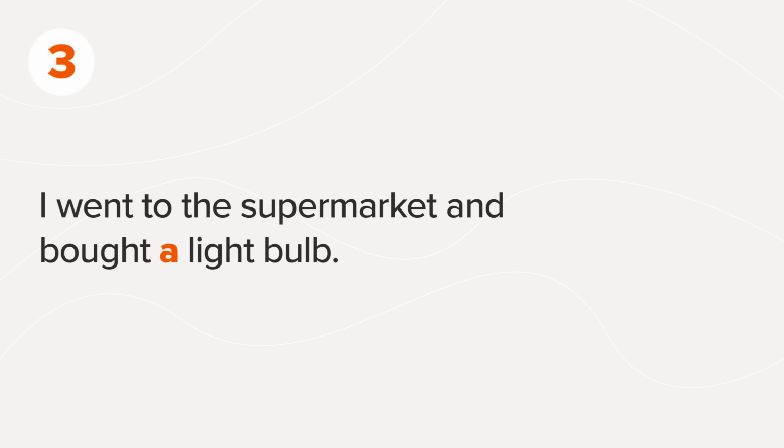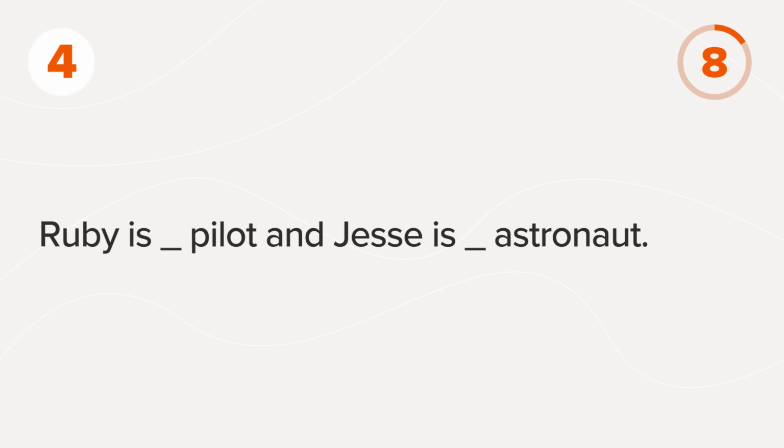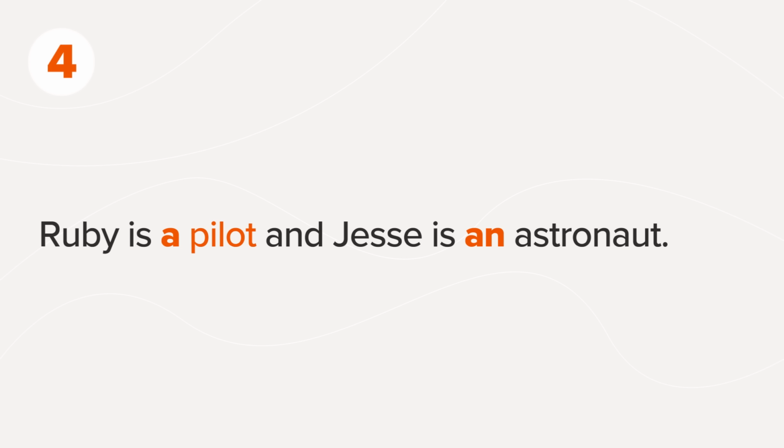In this question, we're talking about any light bulb, not one specific light bulb. There were 10, and I bought one of them. It wasn't important which one I bought. Here we're describing job titles, so we use a and an. We use a with a consonant sound, Ruby is a pilot, an with a vowel sound, Jessie is an astronaut.